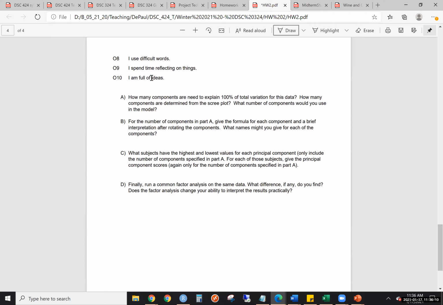So in question 4 here, in part A, remember we talked about different ways that we can come up with determining the number of factors or number of components. So you can use cumulative variance, you can use scree plot, you can use the eigenvalues greater than 1. I'm going to ask you here to determine how many components would you use if you wanted a total variation or cumulative variation of 100%. How would that differ if I asked you to determine components from a scree plot? And remember, there's 2 ways that you can come up with components from a scree plot: the eigenvalues greater than 1 and the knee or elbow of the scree plot.